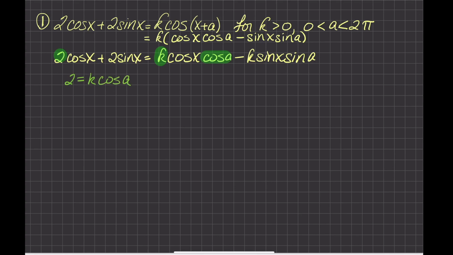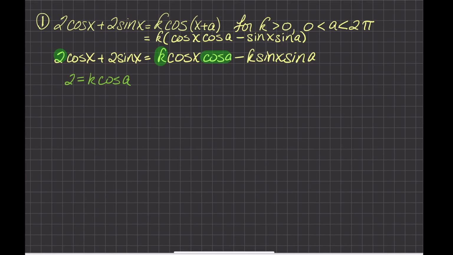Now, we also have with the sine of x a sine of a and a k, but a is going to be, like I said, that constant. So the sine of a is a constant times a constant, and that's going to be equal to, well, just another constant.